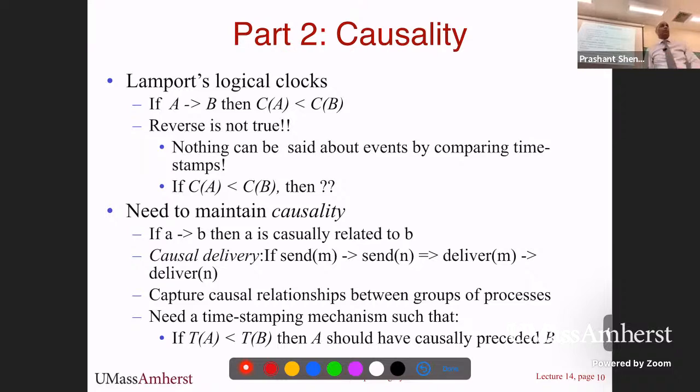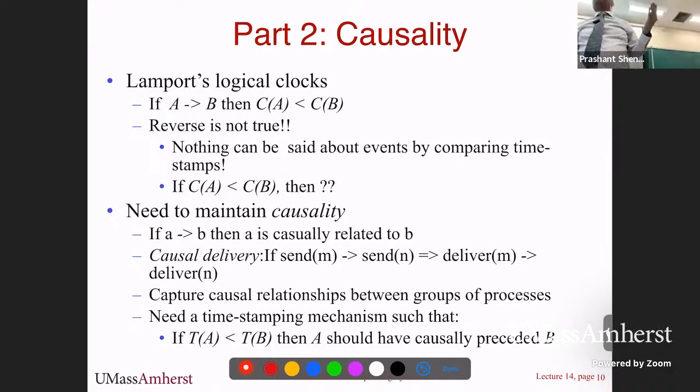This part actually also talks about causality, which is the causal ordering of events. So essentially the problem with Lamport's clock was, if A happened before B, we found a way to timestamp A and B such that the timestamp of A was less than the timestamp of B. But the reverse was not true. If I gave you 2 events and their timestamps and said, look at these timestamps and tell me which event has occurred before which other event, we couldn't say.